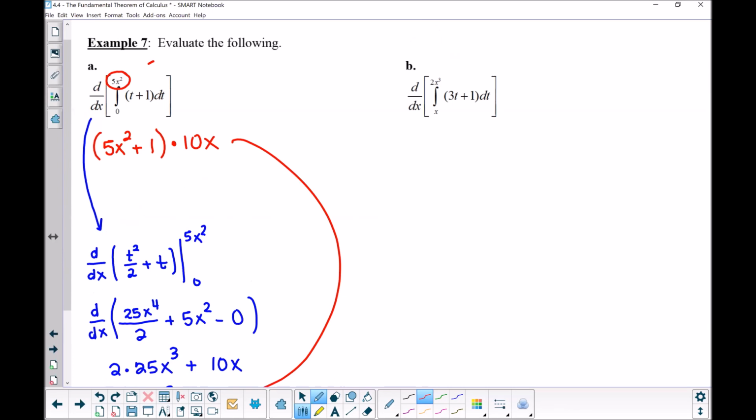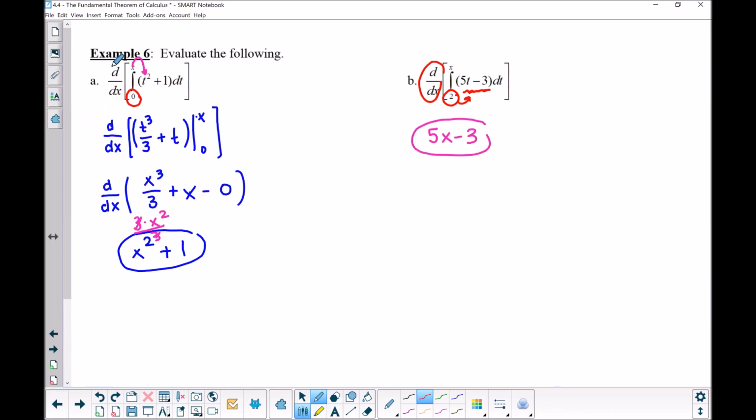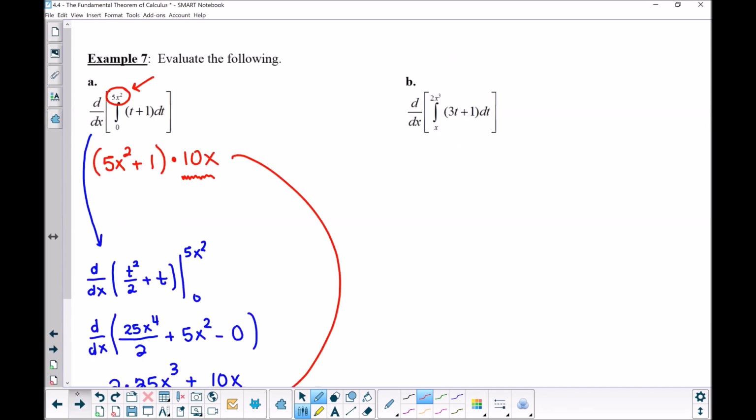If you have an upper boundary that's more than just an x, you have to go ahead, plug it into the t like you normally would, but then follow up by multiplying by its derivative. Okay, now if you distribute it through, that's okay. If you leave it factored, that's okay. Now, if we look back at example 6, obviously that never had to happen, because the derivative of each of the upper boundaries was just going to be a 1. So you have to really be on your toes for that.